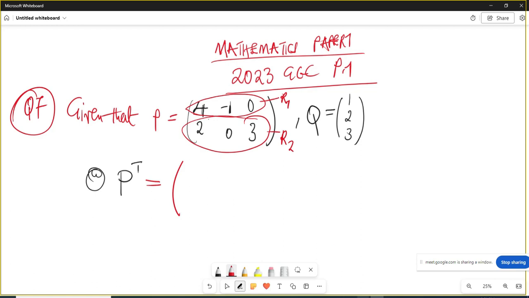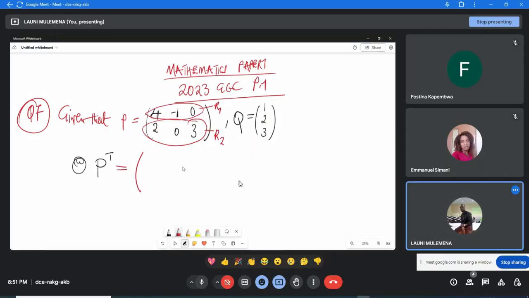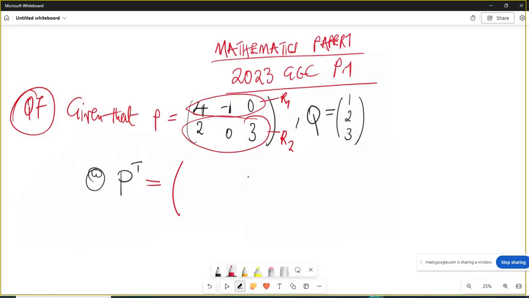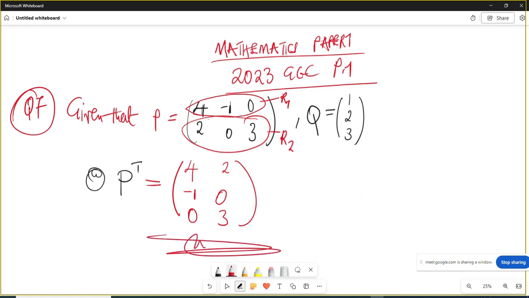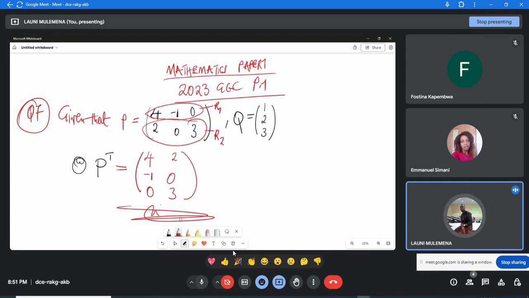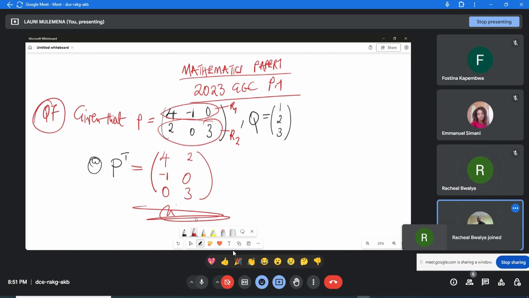Now, as we are coming up with a transpose, we need to turn the rows into the columns. So row 1 will become the first column. We'll write it as 4, then negative 1, then 0. Then row 2 will become the second column, which is 2, 0, and 3. So this is our answer. Very simple, and it's only 1 mark. We just turn the rows into the columns, which simply means the columns will become the rows. That's how we do it.